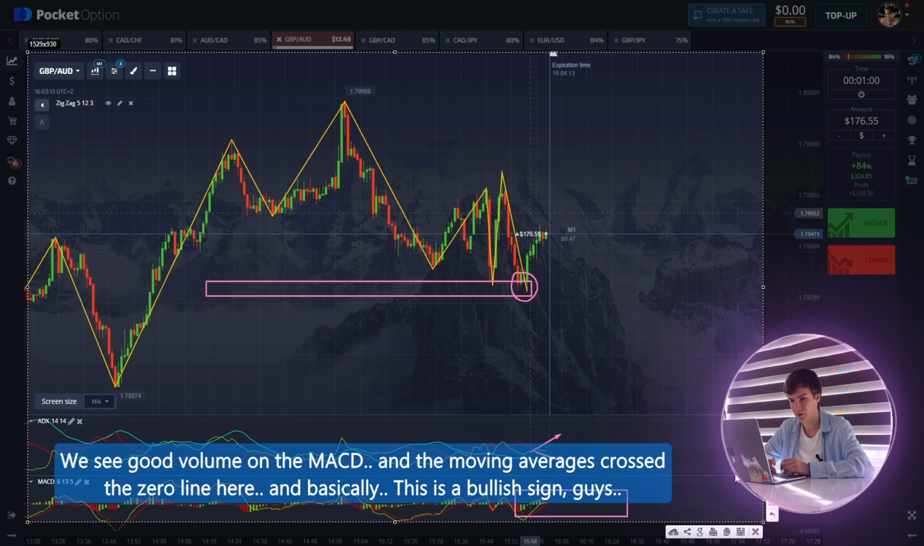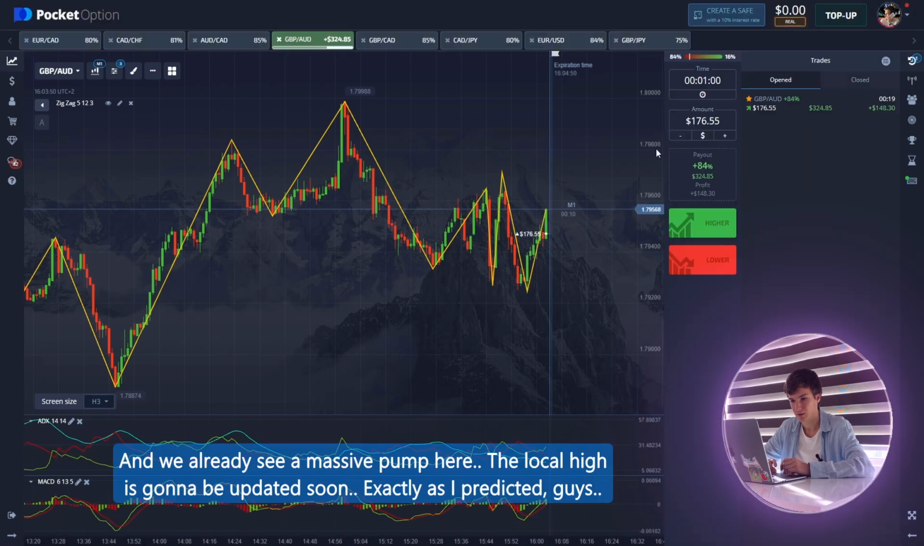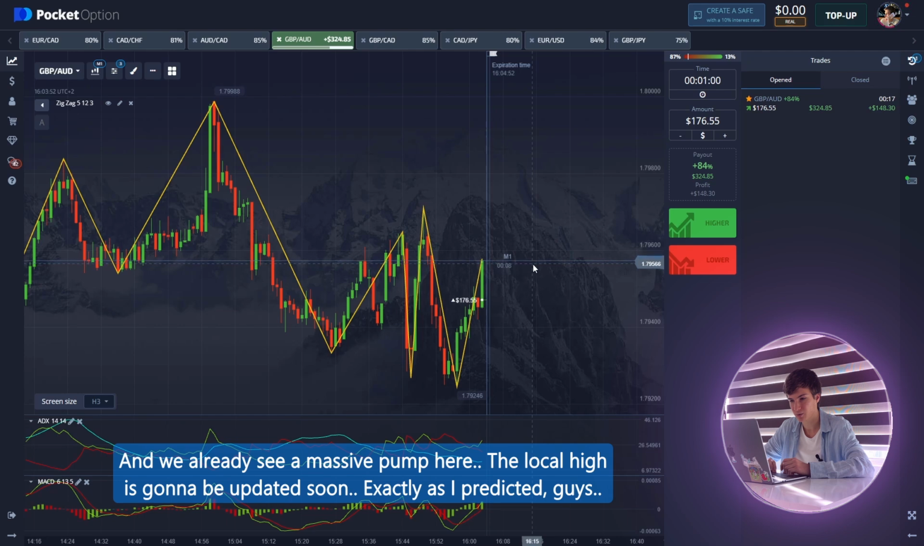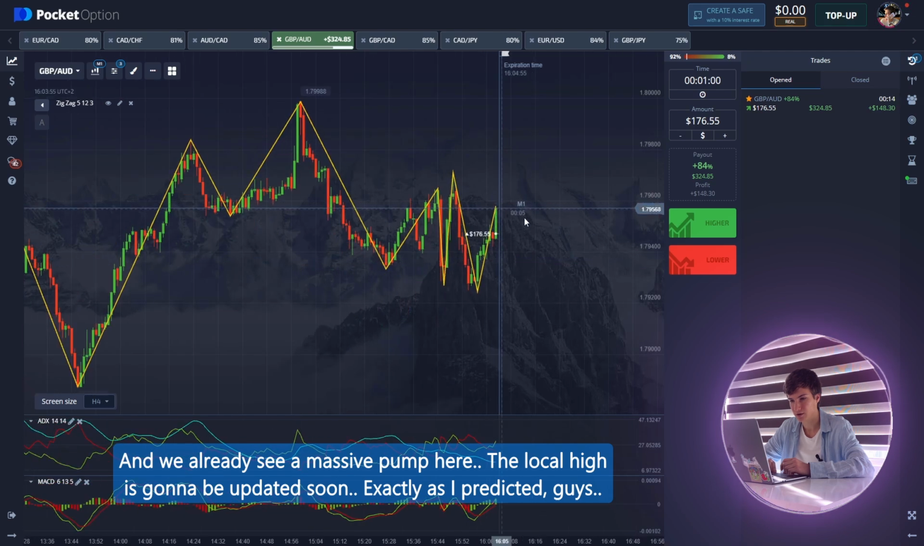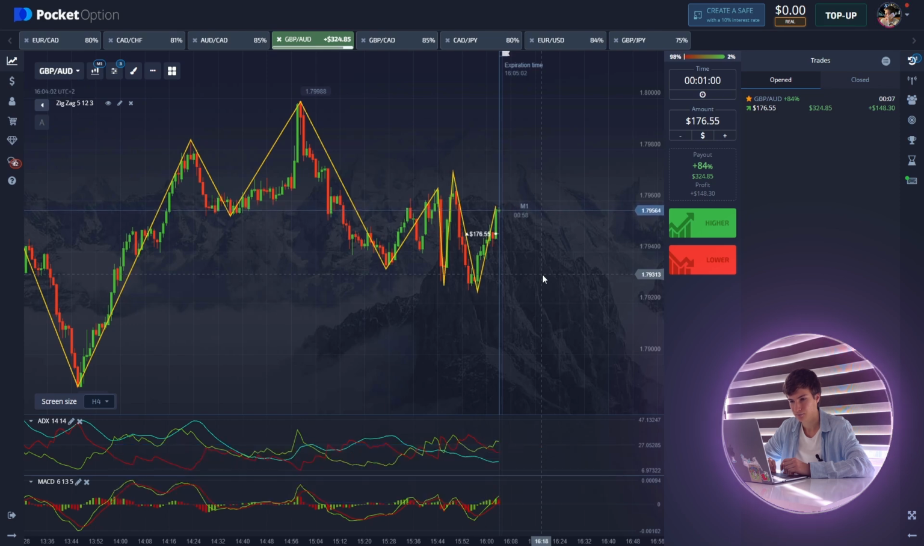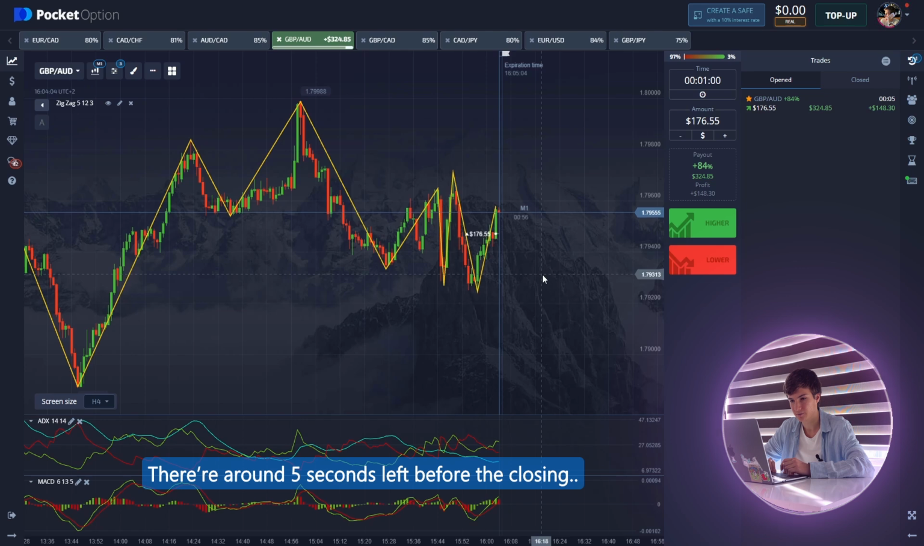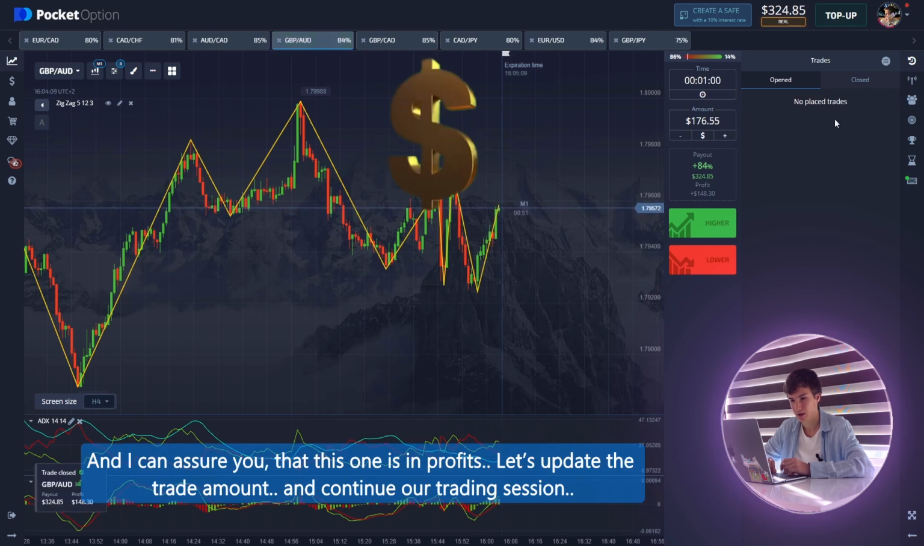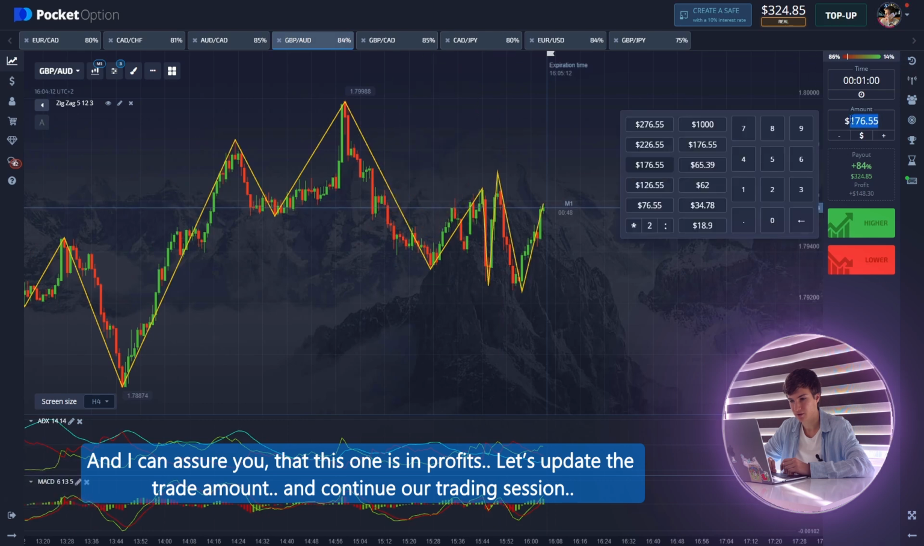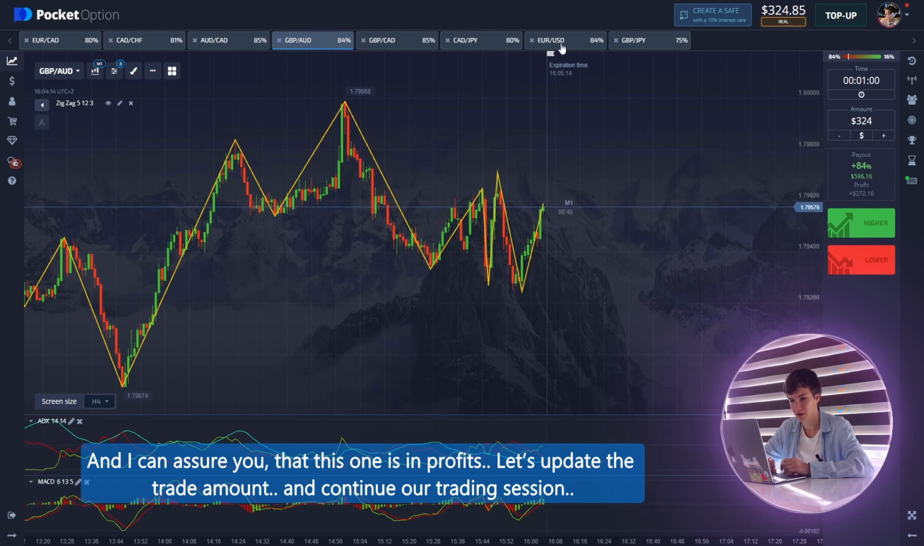We see good volume on the MACD, and the moving average crossed the zero line here, and basically this is a bullish signal, guys. And we already see a massive pump here. The local high is gonna be updated soon. Actually, as I predicted, guys, there are literally 5 seconds left before the closing, and I can assure you that this one is in profit. Let's update the trade amount and continue our trading session.